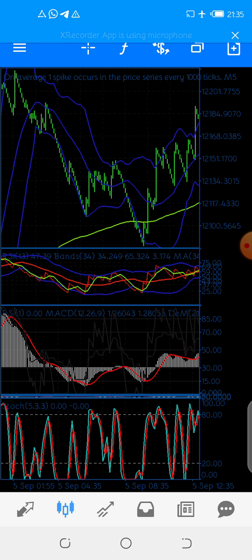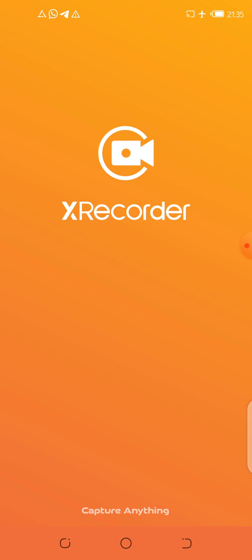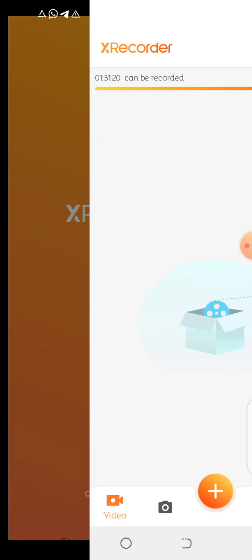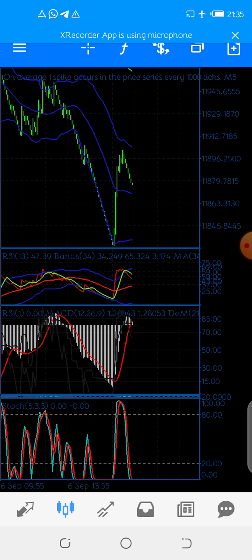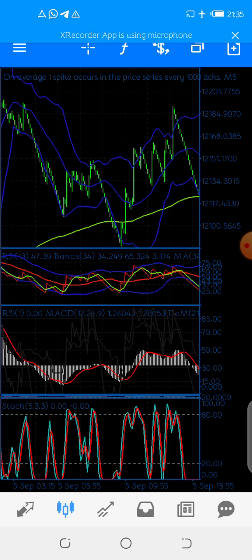Around this area, it was more of a ranging market. When it's a ranging market, try to avoid it. Or if you want to catch spikes at that time, it would be a very good opportunity, especially if your MACD is very small. It's not giving you a clear direction whether it is a buy or a sell.